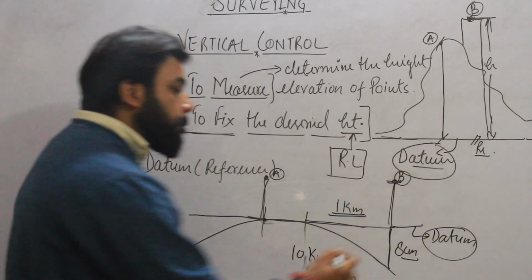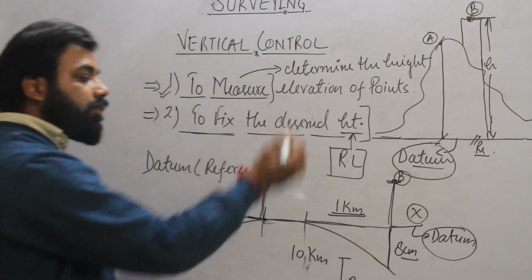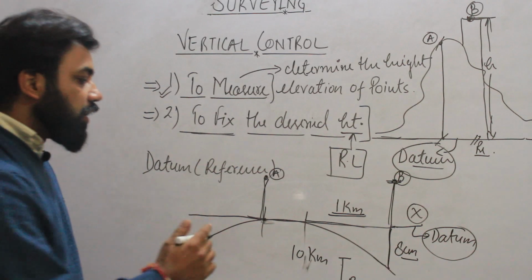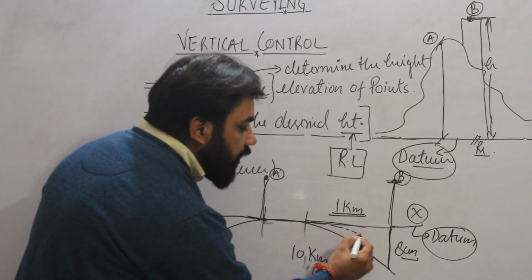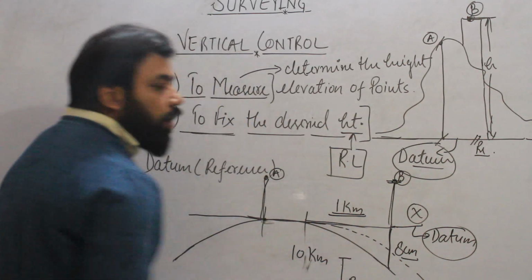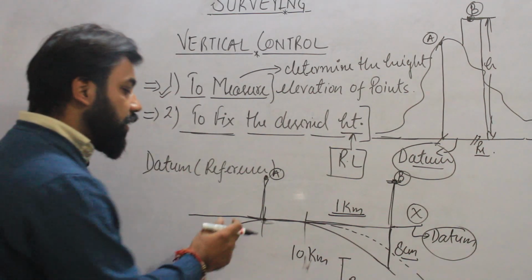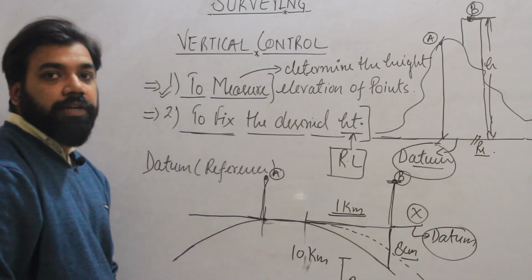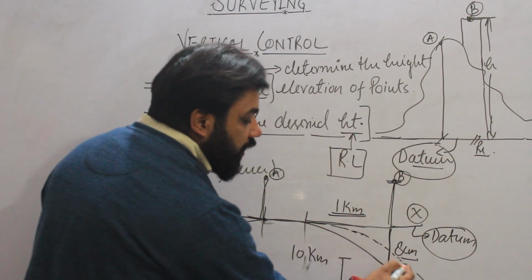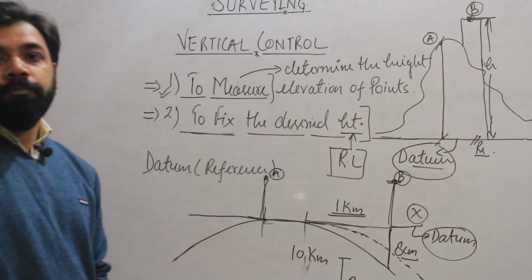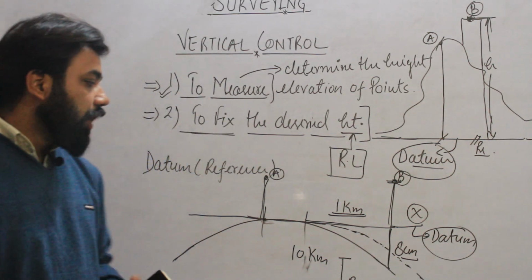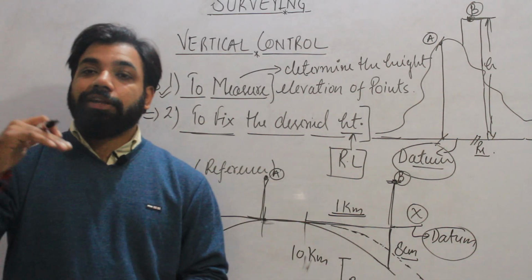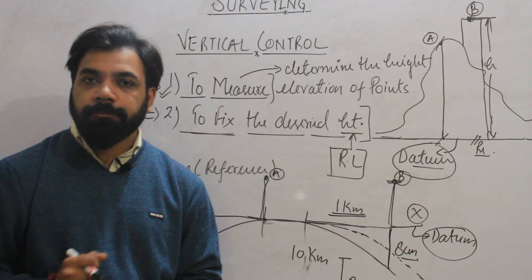So this is wrong. You cannot measure the elevation of this point with this reference point. Why? Because here your tangent is deviating by a certain amount, and if the distance is 1 kilometer, it deviates by 8 centimeters. So your straight line will be somewhere here. So now we have to see how the curvature of earth defines the datum or reference.